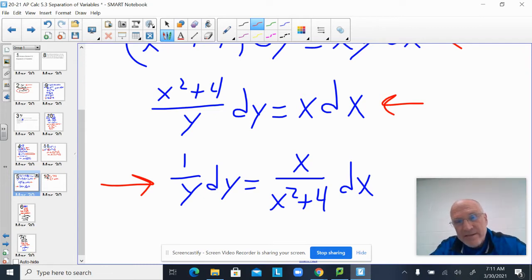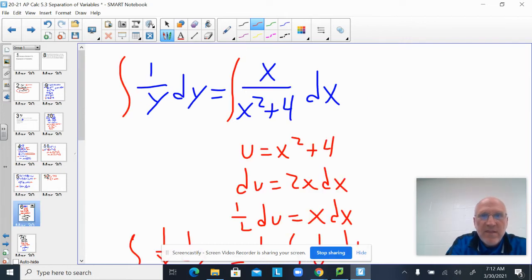And what you have to recognize here is this left side is pretty easy to anti-differentiate. The right side, we're going to have to use a u substitution, which we just learned. So on the next slide, I write the integral sign, which I did there at the top. Now this right side, I had to write a u substitution.